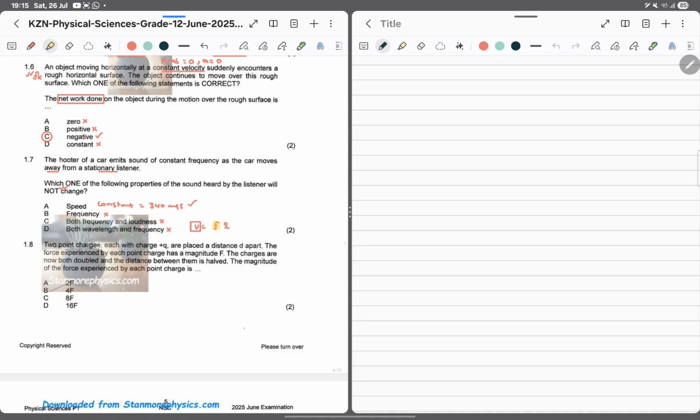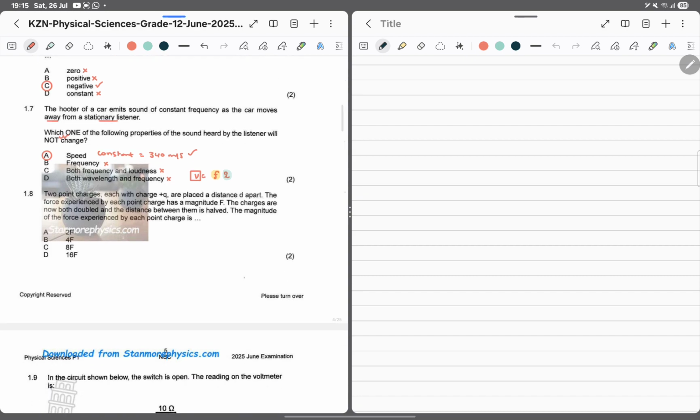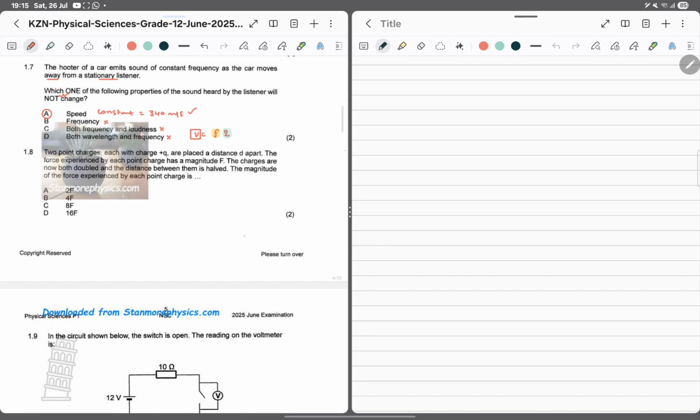So in essence, as this one increases, that one decreases and vice versa. So, well, those change. So our answer here is A. Again, guys, knowing these definitions and concepts is very important.